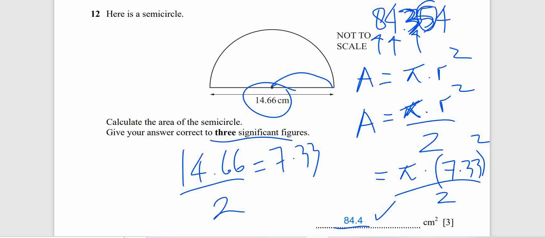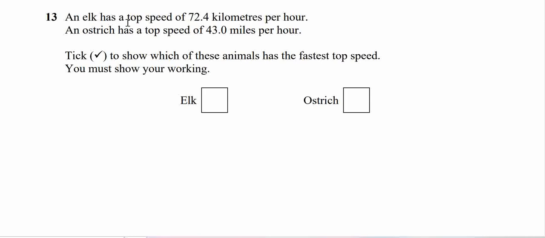Next, question 13. An elk has a top speed of 72.4 kilometers per hour. An ostrich has a top speed of 43 miles per hour. Tick to show which of these animals has the fastest top speed. You must show your working. 10 seconds. 10, 9, 7, 6, 5, 4, 3, 2, 1.